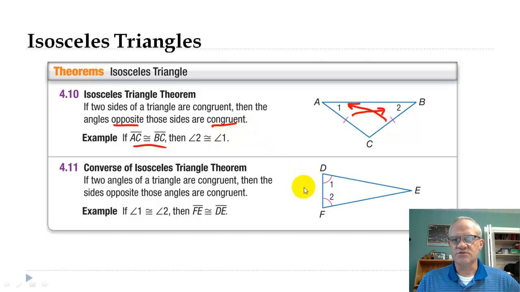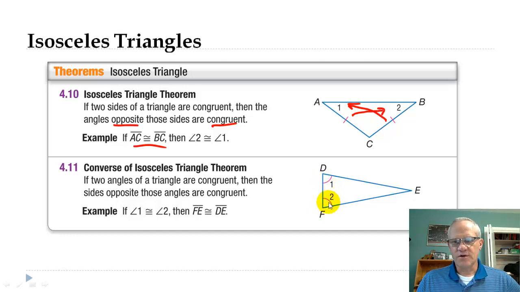So 1 is congruent to 2. And then in the converse, it just says the exact opposite of that. If you have a triangle like this, now this isosceles triangle is kind of tilted sideways a little bit. And so DF here is the base, and so 1 and 2 are the base angles.